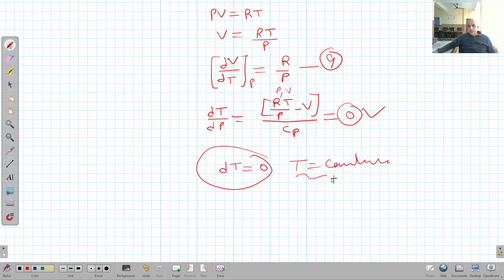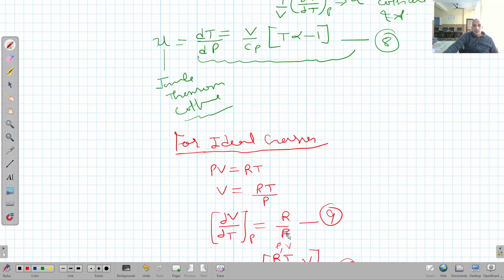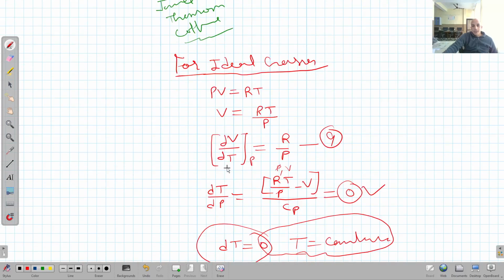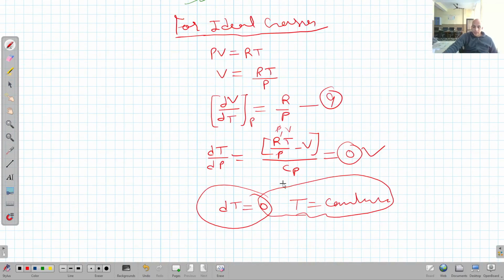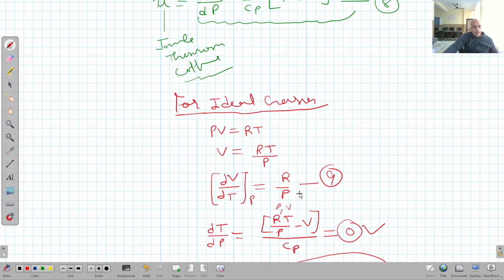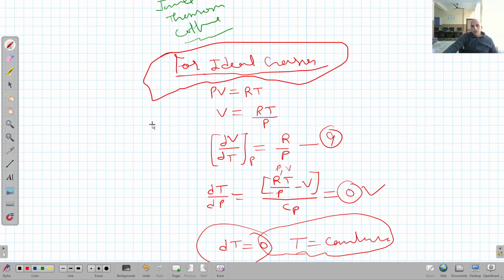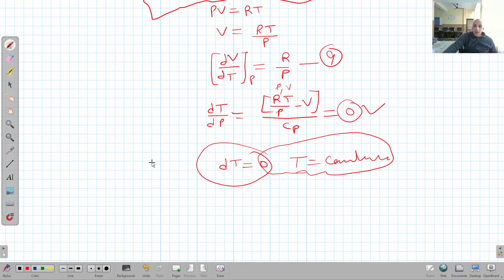Clear? So it is a very, very important result that ideal gases don't show the Joule-Thomson effect. Clear? In those cases, there is no change in temperature, so no cooling or heating will take place. But this is the situation of the ideal gases case, which I have discussed in the beginning also. In reality, we don't have any gas that is fully ideal, right? So now we will discuss the case for real gases, right?